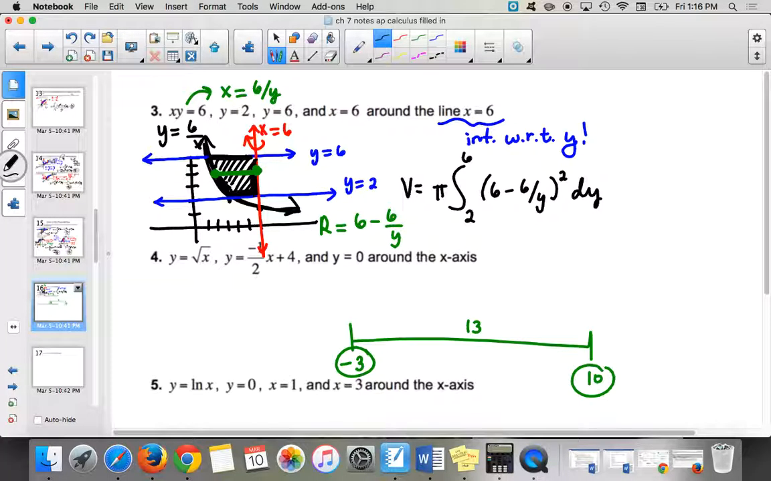Where are we doing what? How do you know it goes from 2 to 6? It's from what y value to what y value. We start here and we go to here. So you're saying start at y equals 2 and we go all the way to y equals 6. What did you guys get?